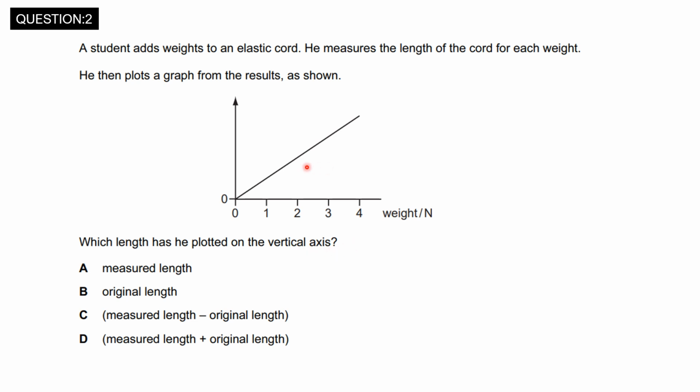So to do this question, you can see here the line is straight and it starts with origin 0, 0, and here it is the weight or load. So which quantity has been taken on this vertical axis? As it starts from 0, 0 and the line obeys Hooke's law, we all know that here it must be extension. So as we discussed earlier, extension means measured length minus original length. So the answer is C, measured length minus original length.